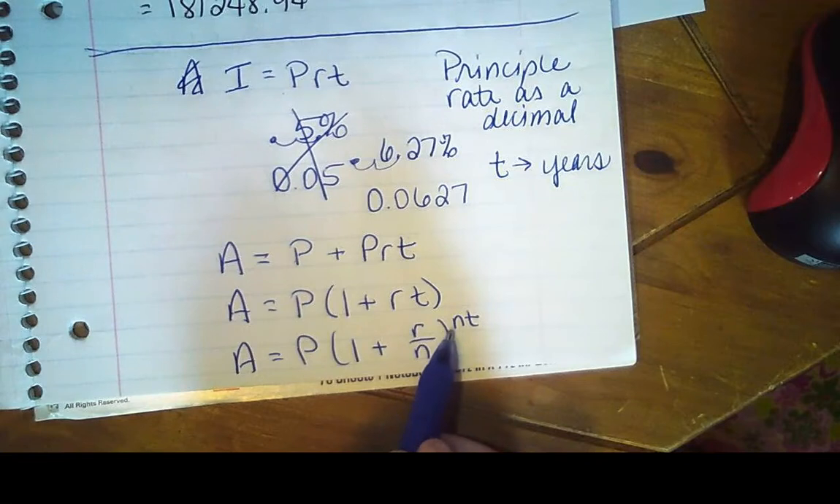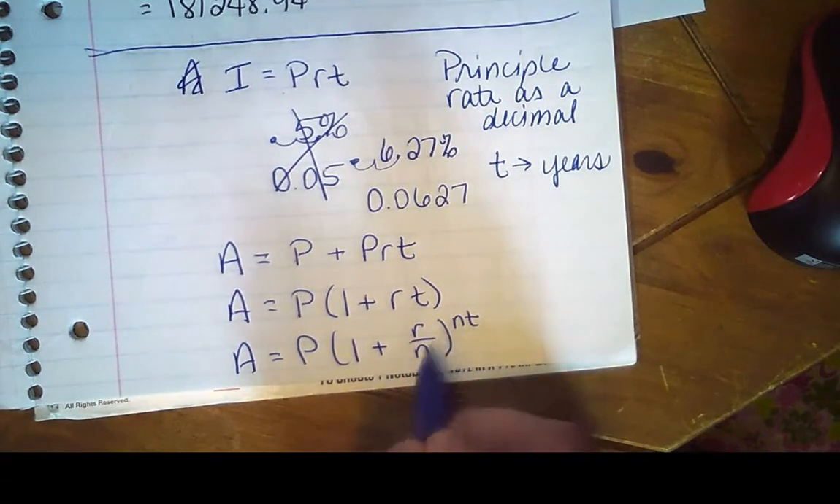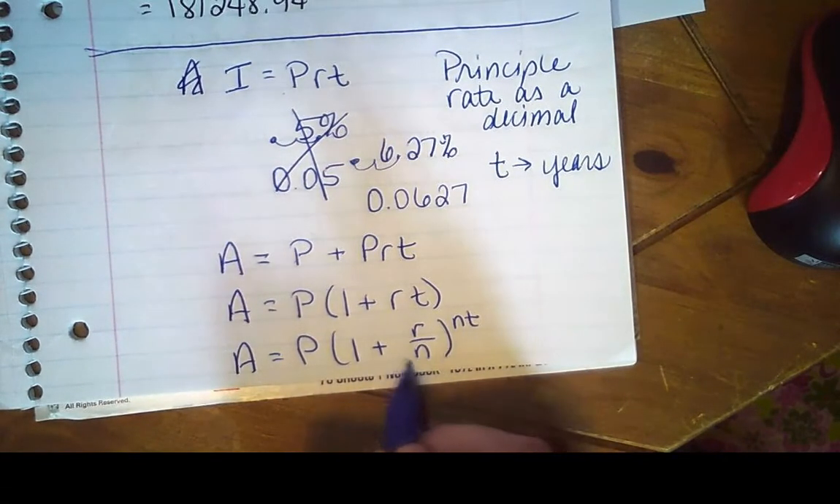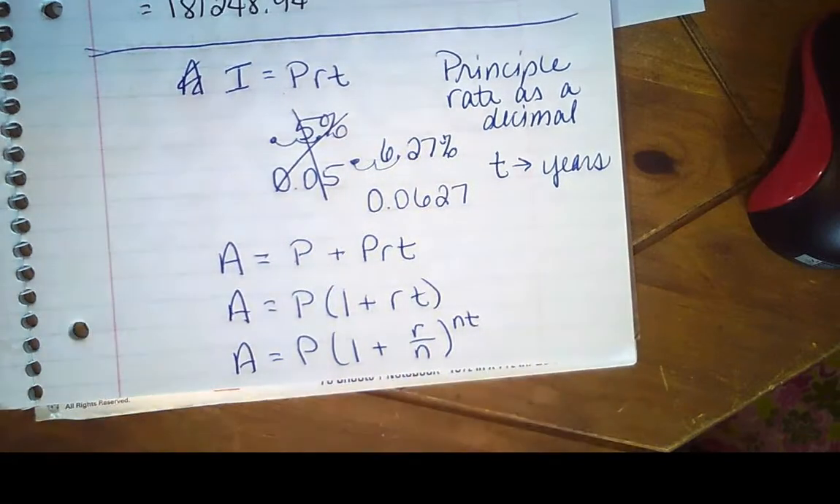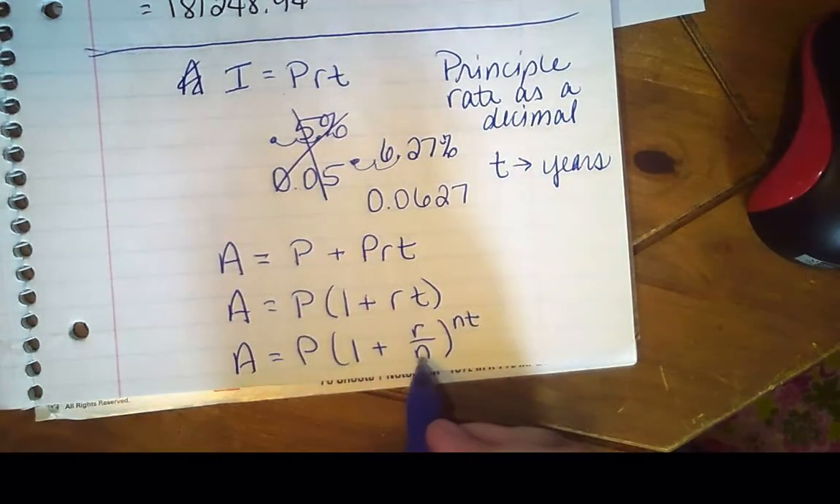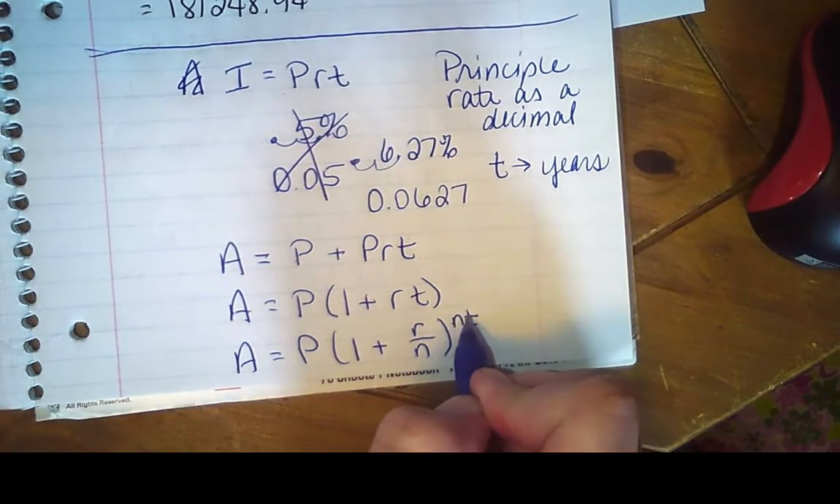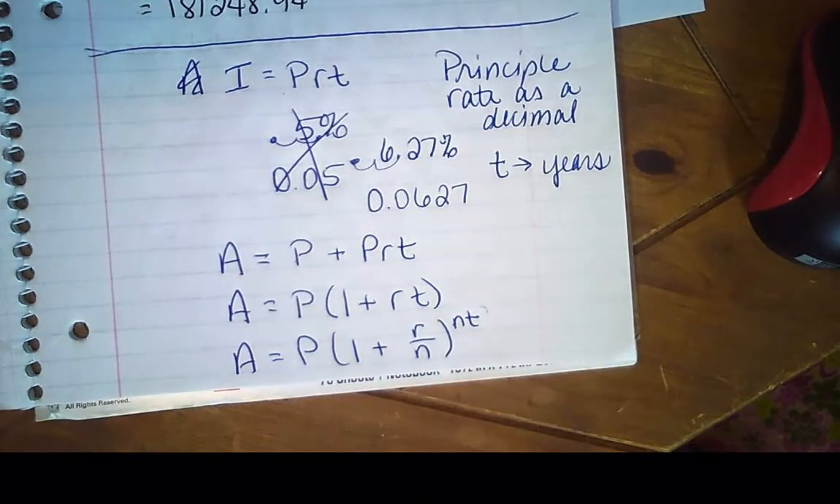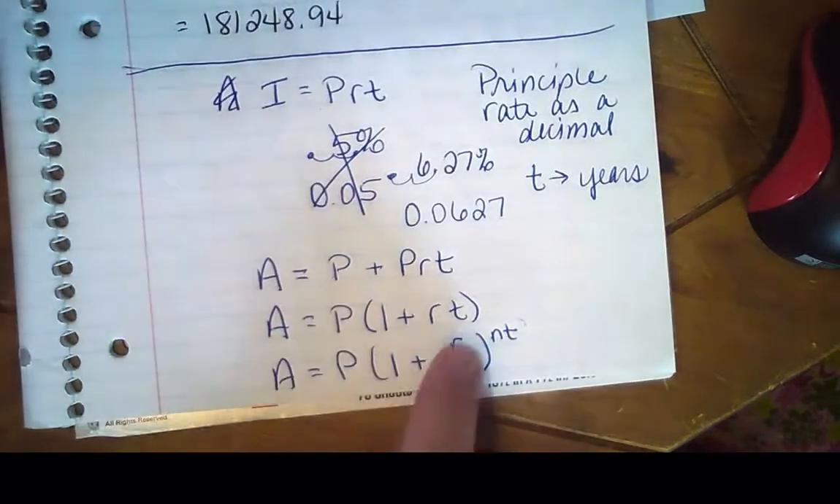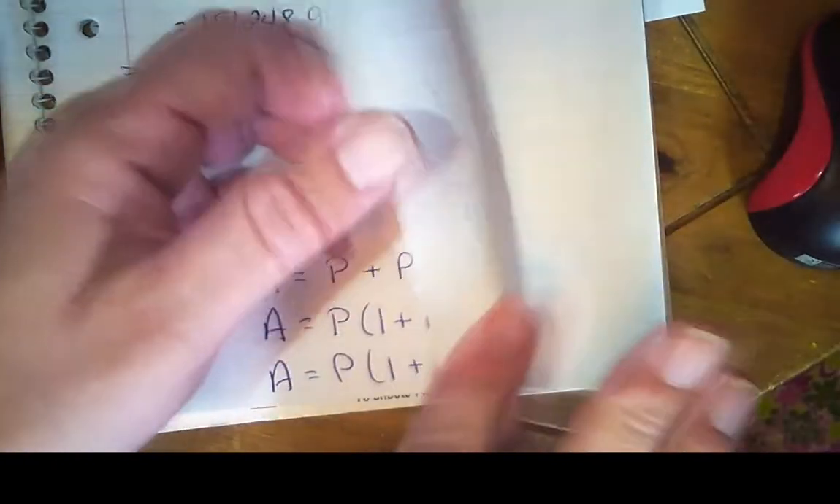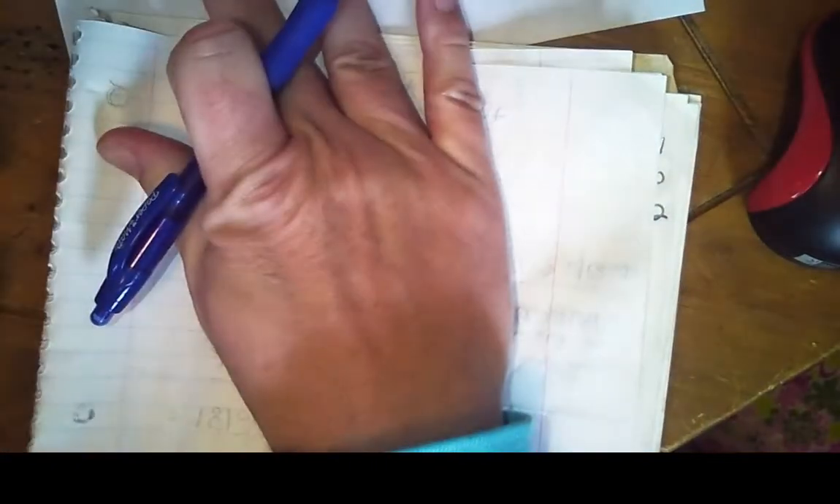So n is the number of compounds per year, and t is the number of years that you're doing it for. So this n and this n are the same. All you do is take the number of compounds and multiply it by how long you're doing it for. So if I'm compounding semi-annually, that's twice a year. If I'm doing it for 7 years, then 2 times 7 would be 14. So this is your basic breakdown, and that's the formula that we're going to be using most often in this section.